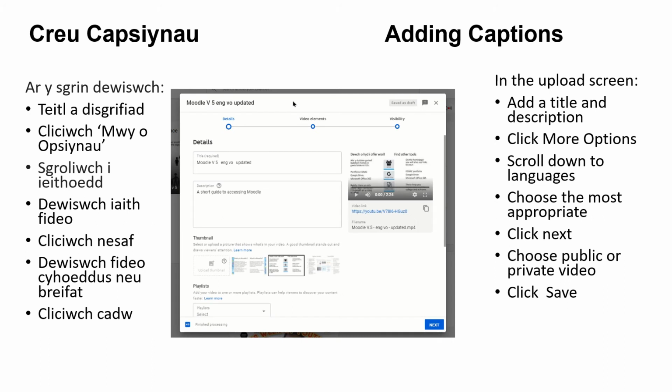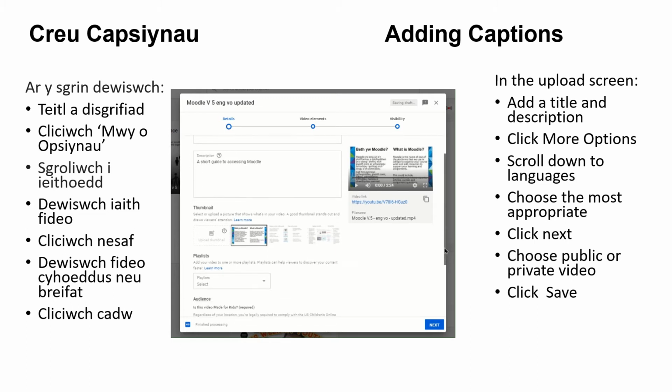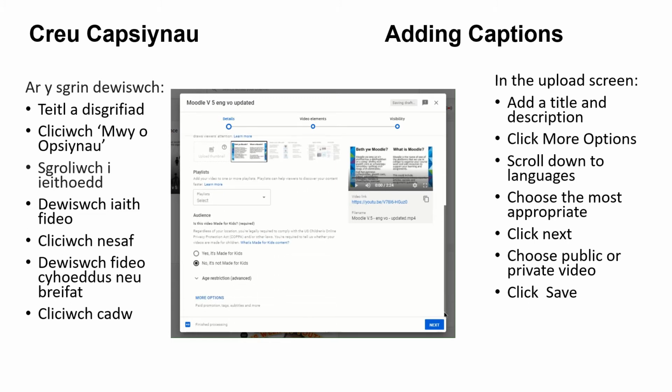Adding captions. As YouTube is processing your video, you can add some more background information. You need to go to add a title, and you also need some more information about what the video actually contains. You can also choose a thumbnail image, and that's what will represent the video in any lists later on. Scroll down and then you have to choose an audience. If you say yes, it's made for kids, it means that nobody else can save it in a playlist afterwards.